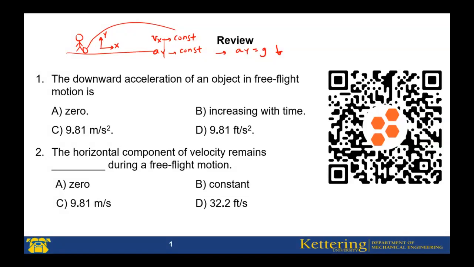For the first question, the downward acceleration of the object in a free flight motion, it's a projectile motion. The downward acceleration is always constant. This one is not correct. Between these two options, this one is correct. Why? This is the downward acceleration in SI units, but in US units, this number should be 32.2.